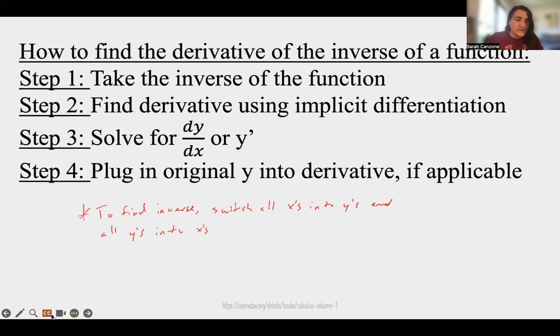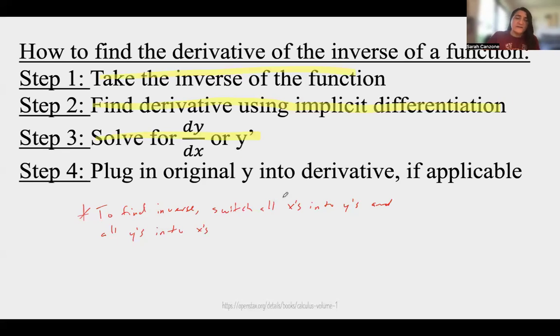All right, so here are the steps to actually finding the derivative. First of all, take the inverse. That seems pretty self-explanatory. Second, we're going to find the derivative, and we're going to need to find that using implicit differentiation, because we've now found the inverse, which means that we have x in terms of y instead of y in terms of x. So we will be using implicit differentiation. After that, we're going to be just solving for dy dx using the implicit differentiation techniques we used in the last lecture. So we'll solve for dy dx or y prime if you'd like that instead.